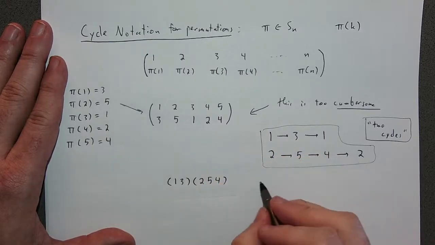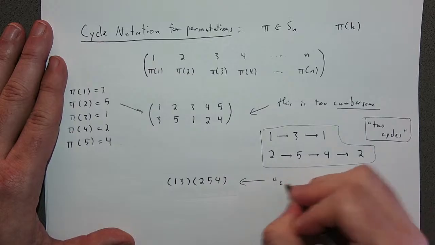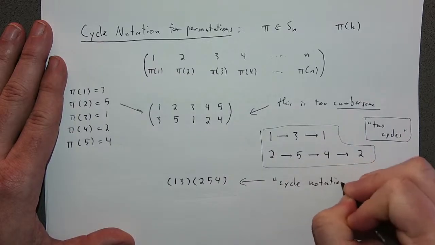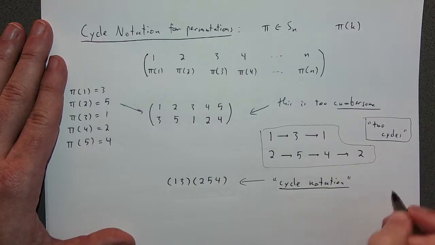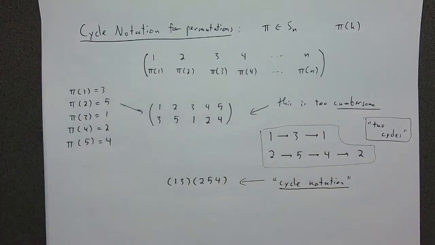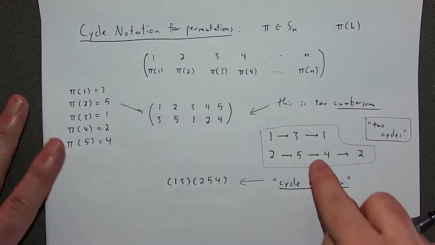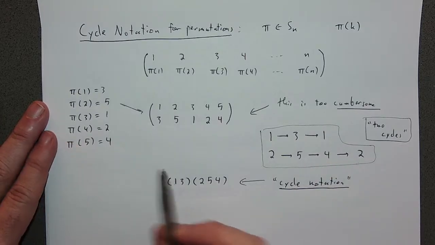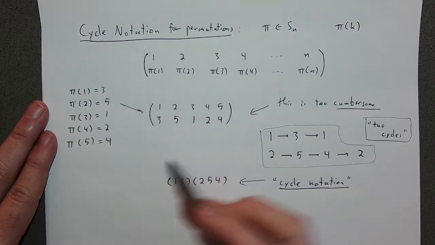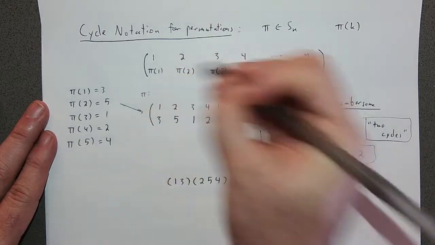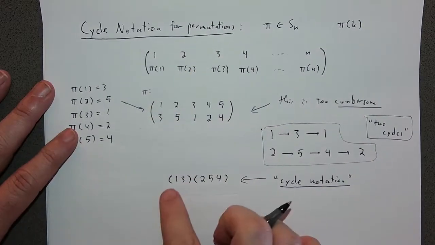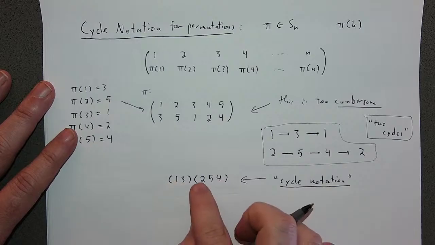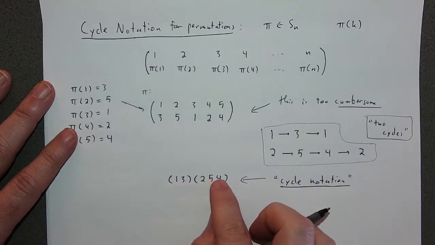This is cycle notation for this permutation. This has the same meaning as this. This is saying what this permutation, I'm calling this pi, does. It sends 1 to 3 and 3 to 1. It sends 2 to 5, 5 to 4, and 4 to 2.